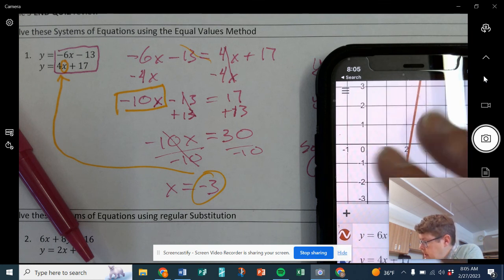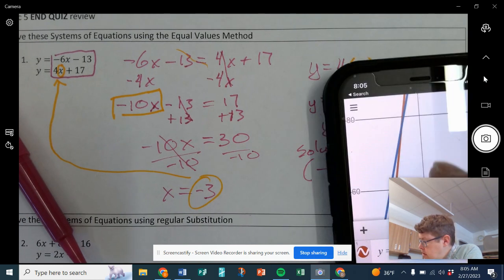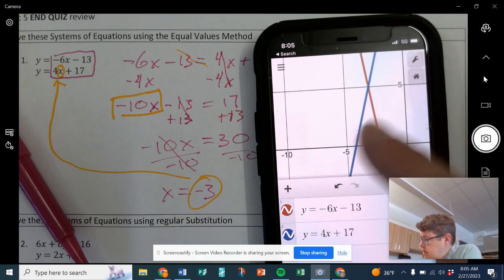And I see where they cross. It seems like it's way... What did I put in here? I put in something wrong here. Oh, 6x minus 13 should be a negative 6x minus 13. There you go. See how easy it is to screw this stuff up?